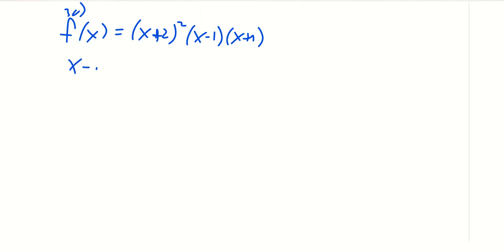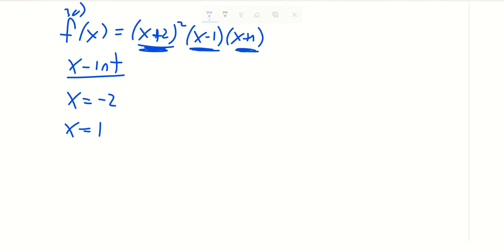Let's start by finding the x-intercepts. You set each of these factors equal to 0. I'm going to do this very briefly. Setting the first one equal to 0 will give you x equals negative 2. Setting this one equal to 0 will provide x equals 1. And setting this one equal to 0 will give us x equals negative 1.